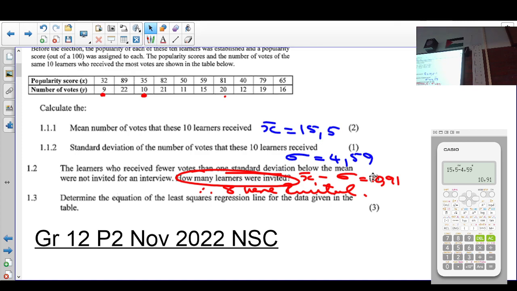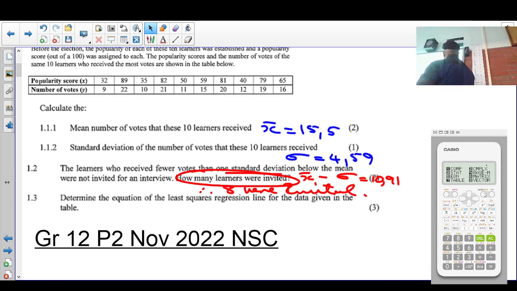Number 1.3. Determine the equation of the least squares regression line for the data given in the table. Again, I need to use the calculator. So I press mode, it's also stat, 2. Can somebody read the first column, the x-values, the popularity score?